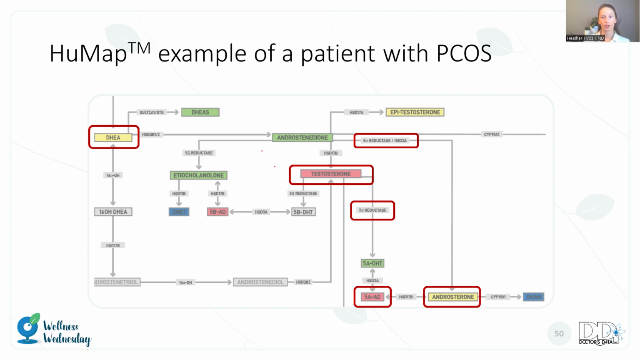And this is how the androgens looked for one patient with PCOS. Just notice the elevated testosterone, upper range DHEA, along with other elevations in the neighborhood, especially those that result from 5-alpha reductase metabolism.